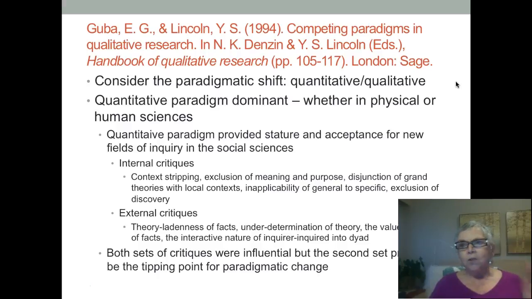All right, just to move along very quickly, let's look at the skeleton of the Guba and Lincoln article. They, of course, consider this paradigmatic shift from quantitative to qualitative. And they argue that the quantitative paradigm was largely dominant and continues to be in many ways, whether in the physical or the human sciences or the social sciences, we might call them. And that continues to be the case.